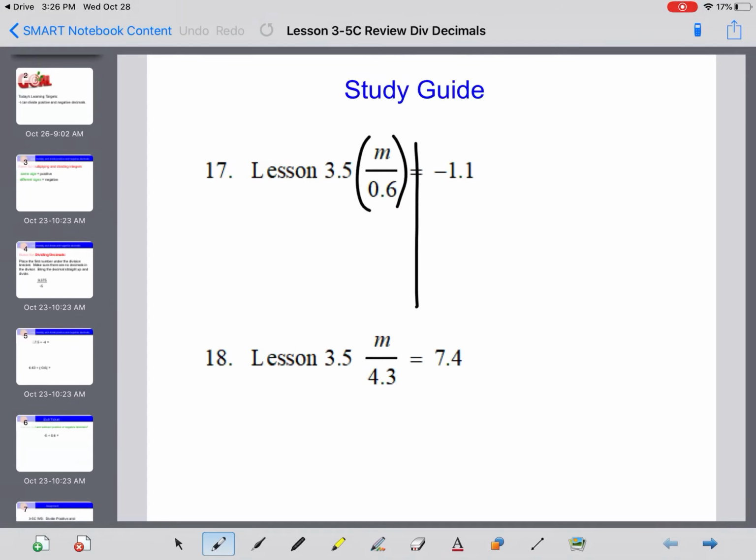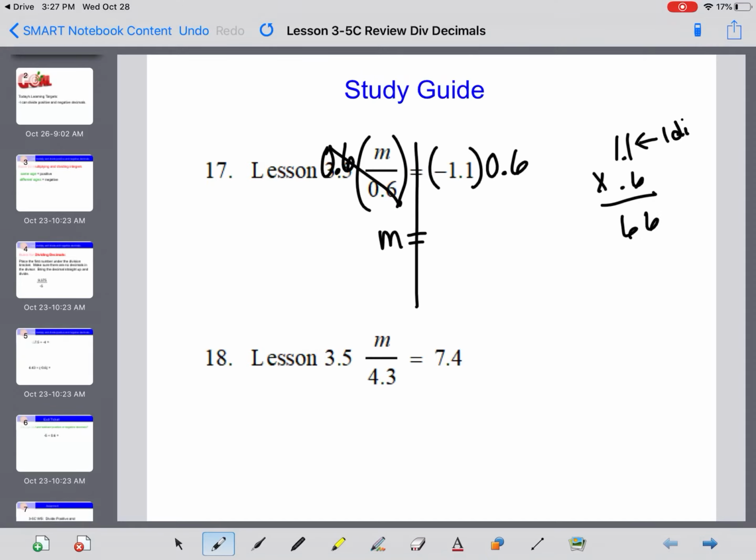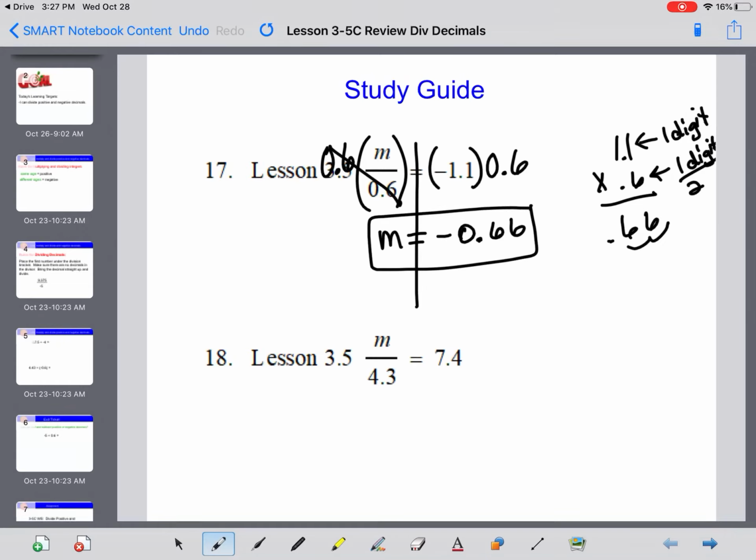In number 17, we are solving m divided by 6/10. So we are going to multiply both sides of the equation by 6/10. M is all that's remaining on the left side. I need to do a side problem in order to figure out what 1 1/10 times 6/10 is. Then remember, you count up the number of digits after the decimal and move the decimal place that many places in. You get 66 hundredths. A negative times a positive is a negative answer.